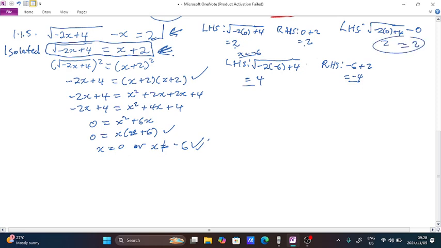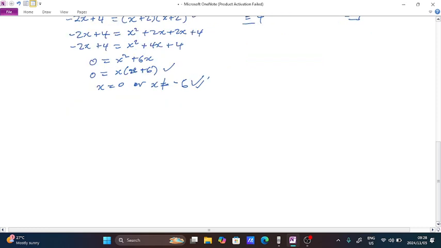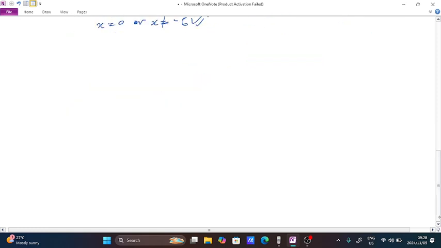Then it's accepted. Then if you do the one with negative 6, of course, we'll say minus 6 here. Then we get the answer. Is there any question?